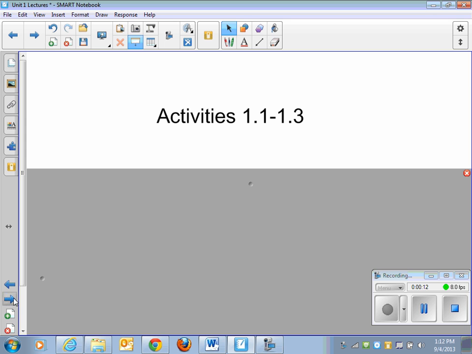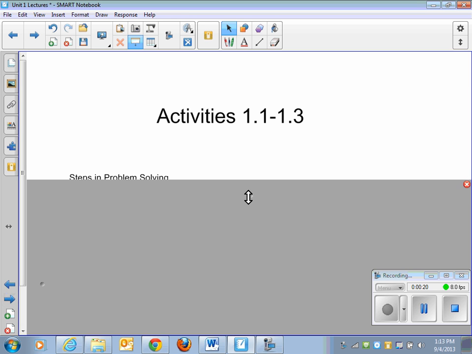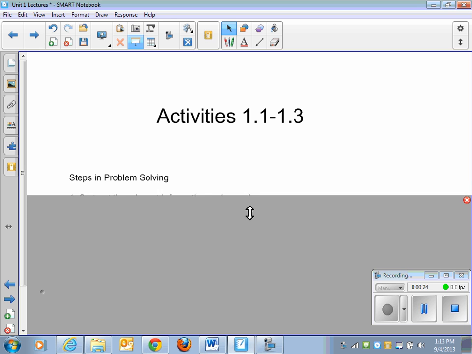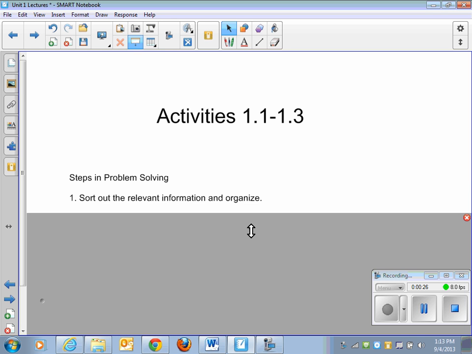Our first three activities in our book are focused around problem solving skills. In your textbook, there is a list of 3 steps for problem solving. So when you're looking at these, keep in mind it has to be relevant. Everything has to link together and fit, okay? So the first step they have here, you sort out your relevant information and organize.